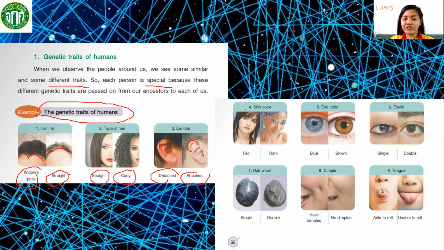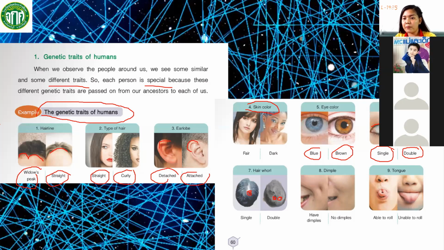Next is number 4. It's skin color. So we have fair and dark. For me, I am brown. So I am not too dark and I am not too fair. Next, number 5 is the eye color. So we have color blue and color brown. Next, number 6 is eyelid. So we have single and double eyelid. Hair whorl. How many whorl do you have? Is it single or double? For me, I have single only.